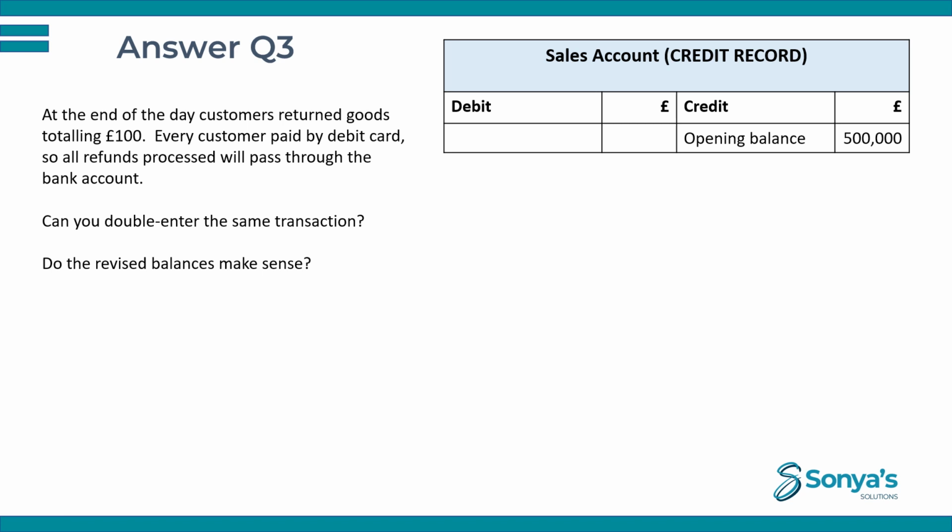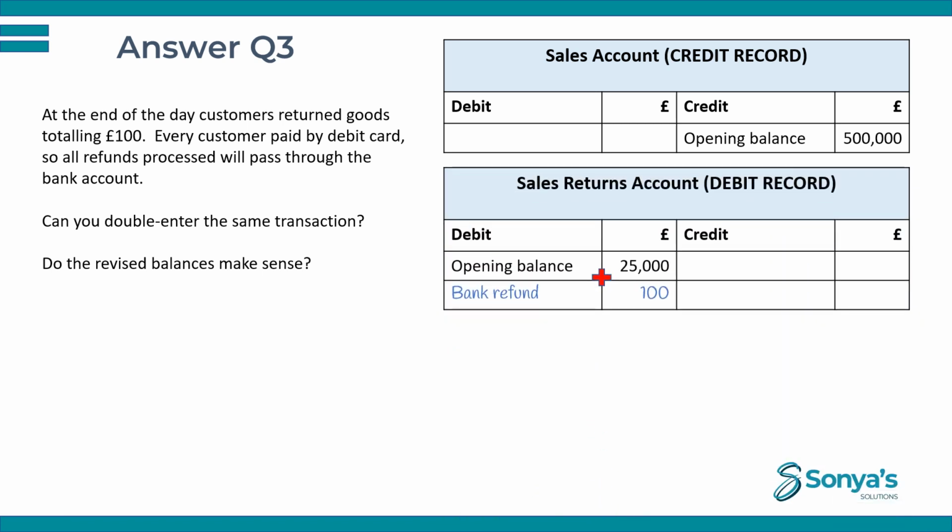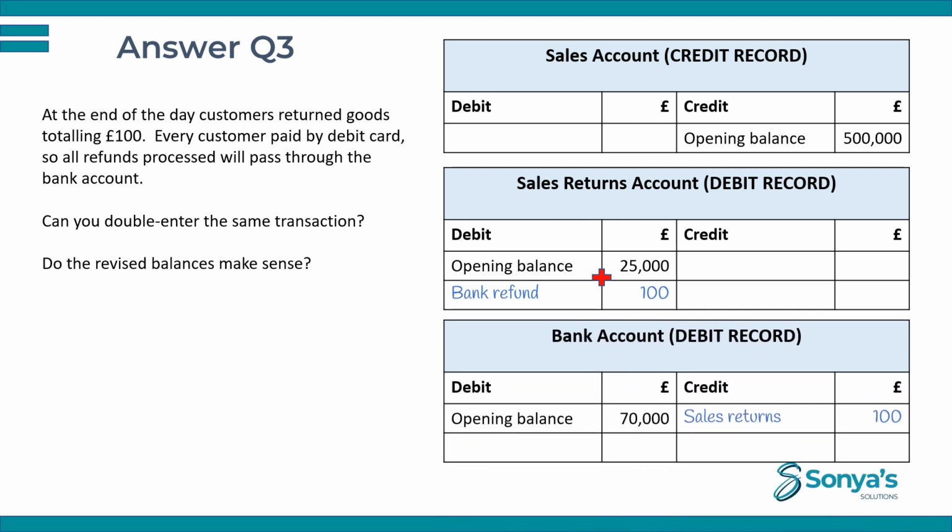The sales returns account provides the debit side of the income account, so the opening balance is on the debit side. The return is added to the opening balance with a debit entry. The balance on the account is now £25,100. The bank is a debit record too, as whilst we are learning, we assume there's money in the bank, an asset of cash. The bank balance needs reducing with a credit entry.